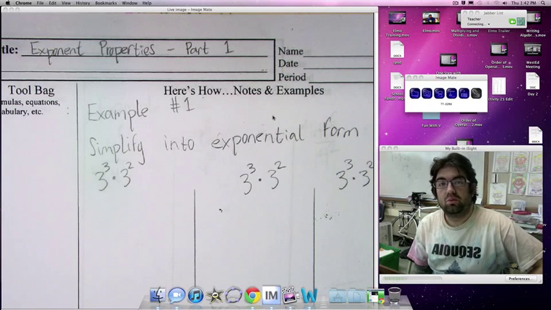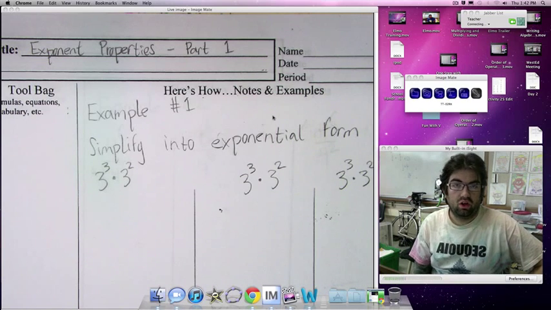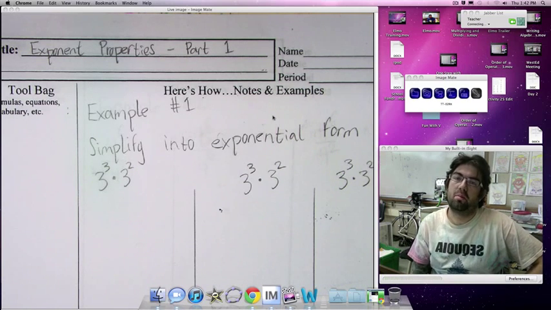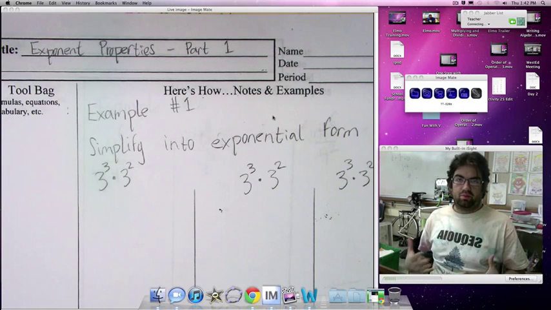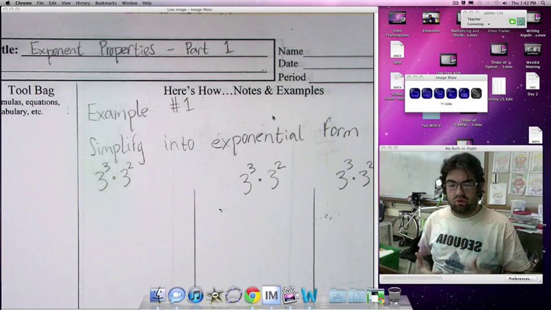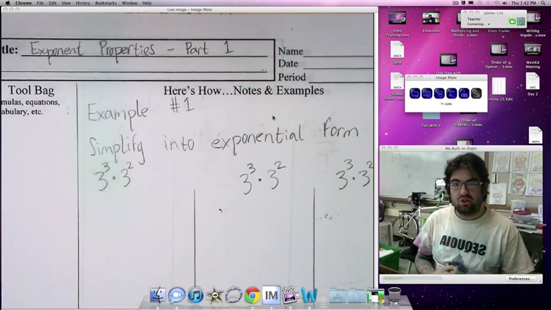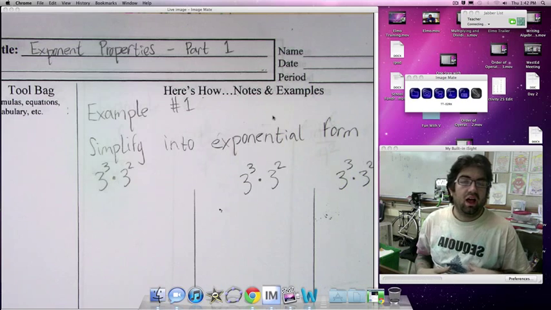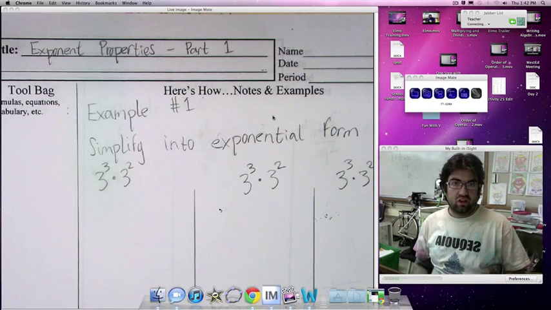Hi, this is going to be the first part of a few videos on using something that we call exponent properties. So this is part one of that. The exponent properties are rules that allow us to quickly figure out a multiplication problem between two numbers, a division problem between two numbers, and a few other little tiny tricks.